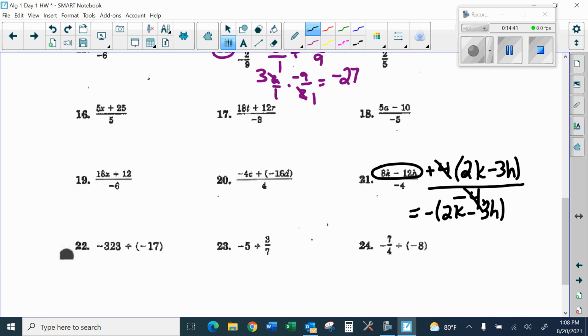Now I distribute through that negative 1, which means switch the signs on the inside. And I get negative 2K plus 3H. The exact same answer we had there. And of course, it can be written as 3H minus 2K. So those are the two ways that you can do problems 16 through 21. Hopefully in middle school, your teacher showed you both ways.